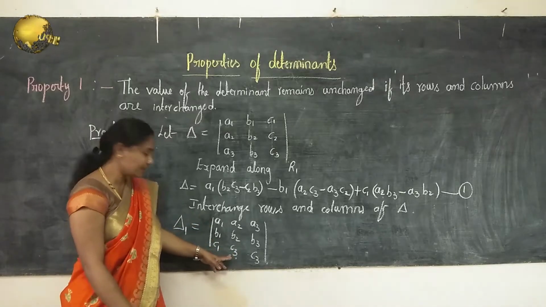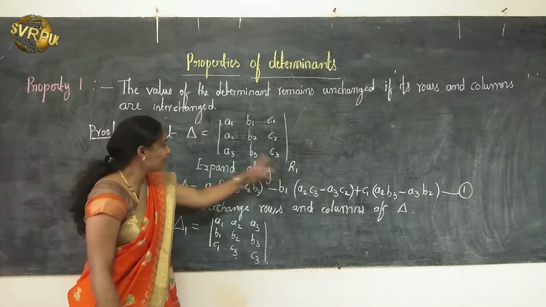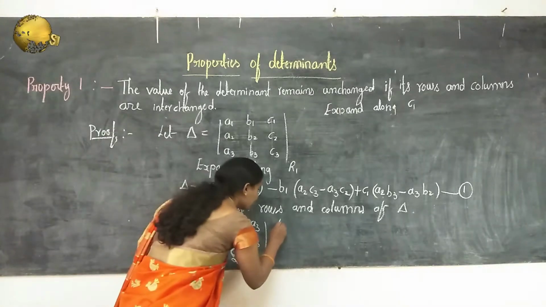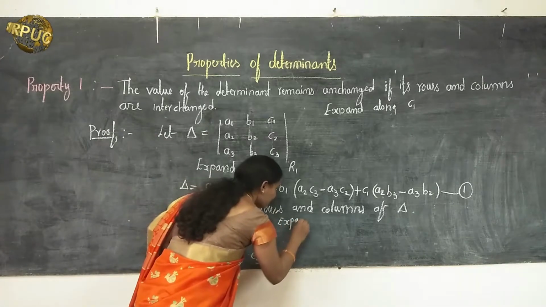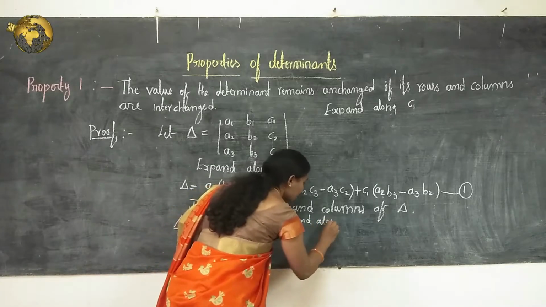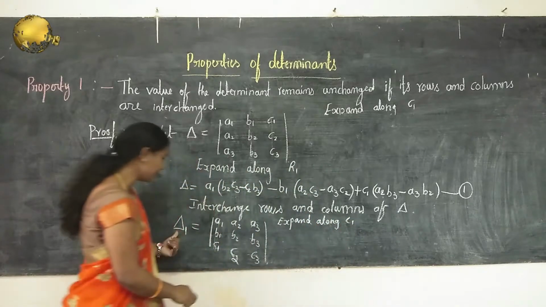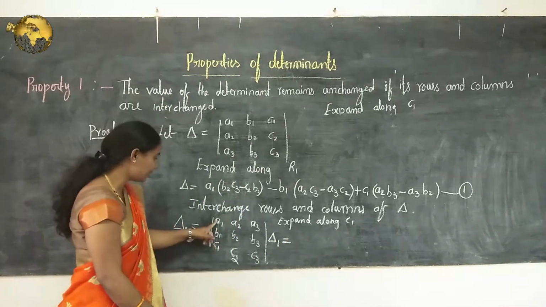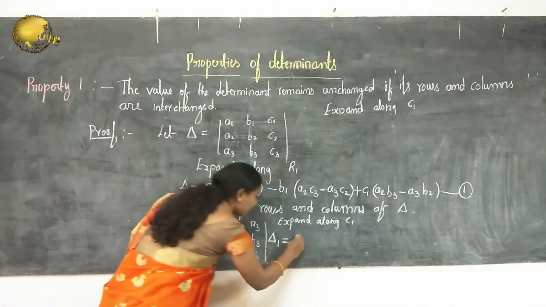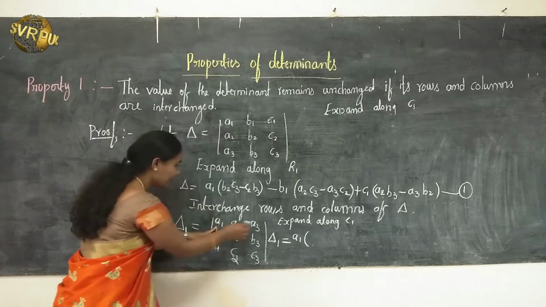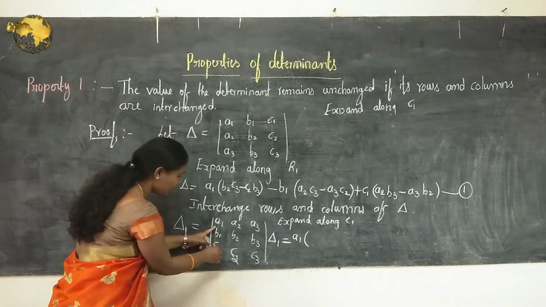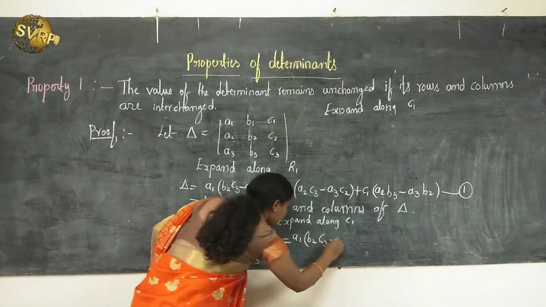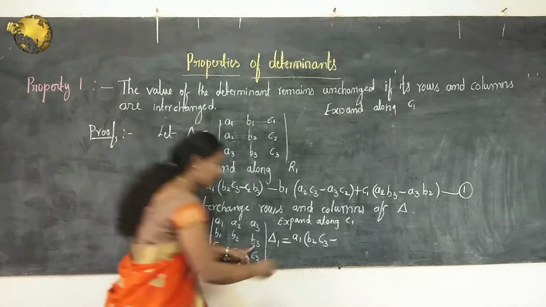How? We will expand this either along row 1 or row 2 or row 3. Anyway, we will get the same value. So I will expand along C1. So that becomes delta 1 is equal to, here the first column element is A1 into, and neglect the first row, first column element, it is B2 C3 minus C2 B3.